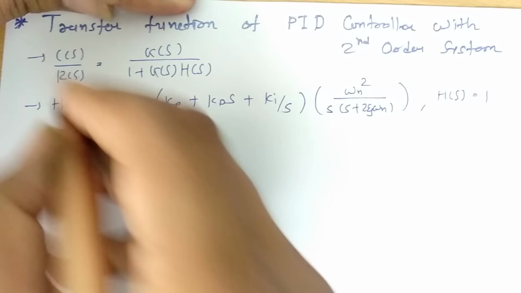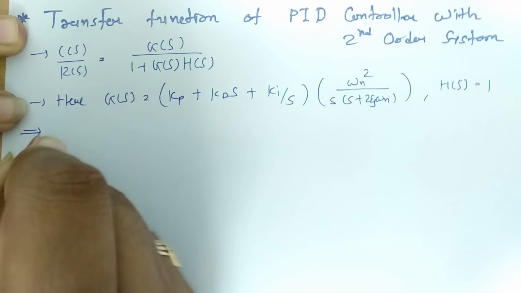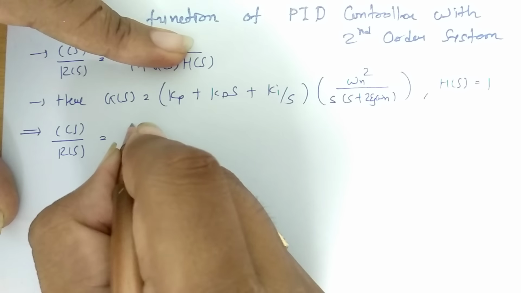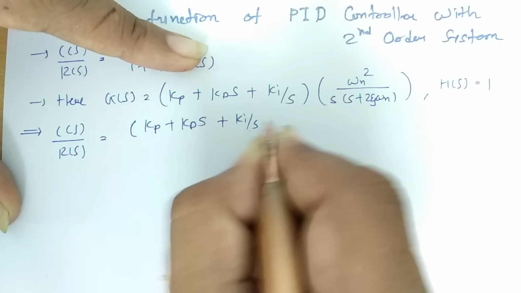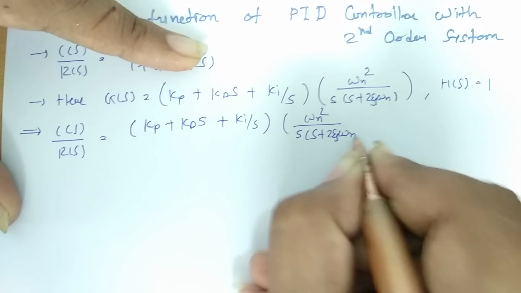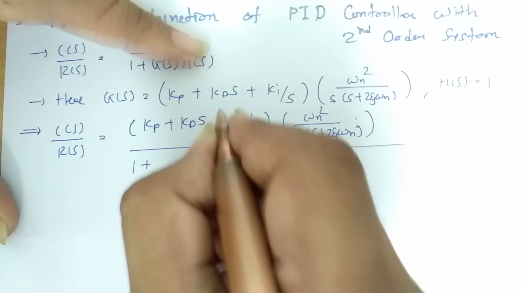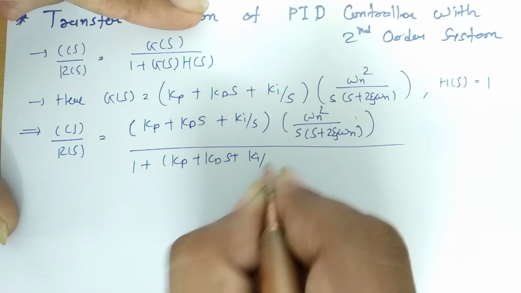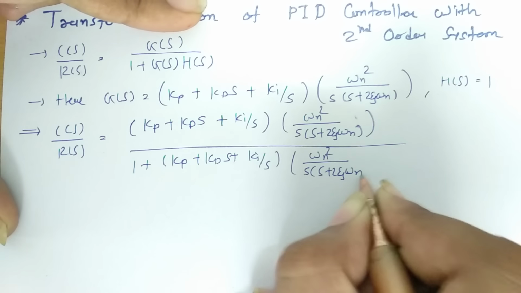Now if I place this value into C(S) by R(S), then the transfer function C(S) by R(S) is equal to Kp plus Kd S plus Ki by S into omega square n divided by S into S plus 2 zeta omega n, divided by 1 plus H(S), which is 1, so again this will get repeated: Kp plus Kd S plus Ki by S into omega square n divided by S into S plus 2 zeta omega n.